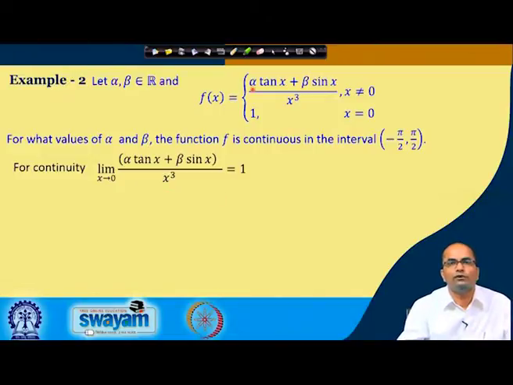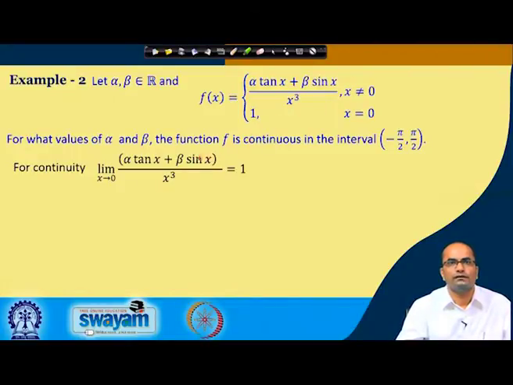Now for the continuity, what do we need? For the continuity of this function, the limit of alpha tan x plus beta sin x over x cube should be 1, because at x equal to 0 the function is defined as 1. Everywhere else the function is continuous, the problem is at x equal to 0. For x not equal to 0 we have this nice function defined over minus pi by 2 to pi by 2: tan is continuous, sine is continuous, x cube is continuous. The only problem it could create is at x equal to 0.